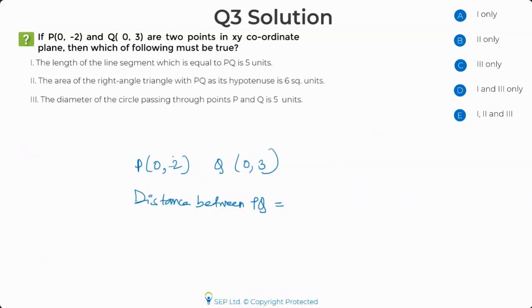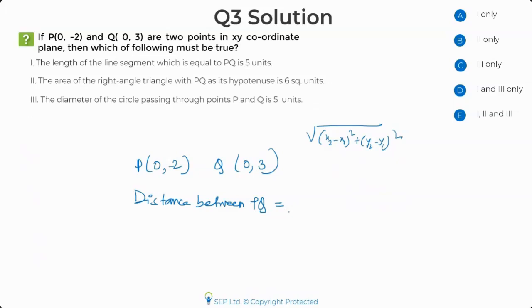Can anyone tell me the formula? And Nikhil, don't worry, I'll talk about the right answer. Don't worry about it. How do you find out the distance between the two points? Pavan, you're talking in general, which is correct in this case, the difference of the y coordinates. But in general, the distance formula is root over x2 minus x1 whole square plus y2 minus y1 whole square.